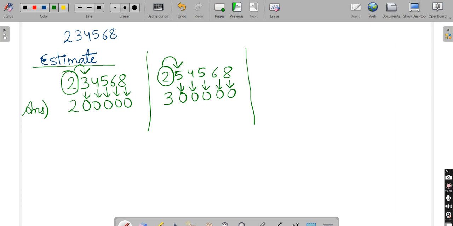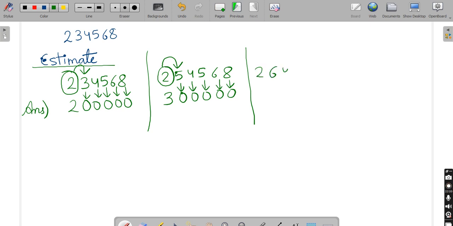Estimating means I will check the maximum number. Before that, what is the number? Here it was 3. It was less than 5, so I kept here 0 0 0. Now it is 5, so I will add one to the number. Then instead of 2 it becomes 3. After that all numbers become 0.